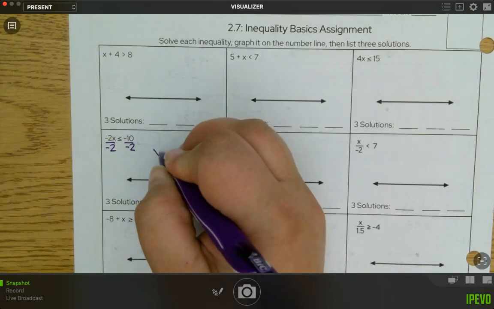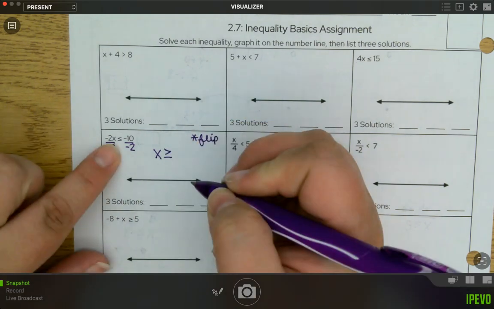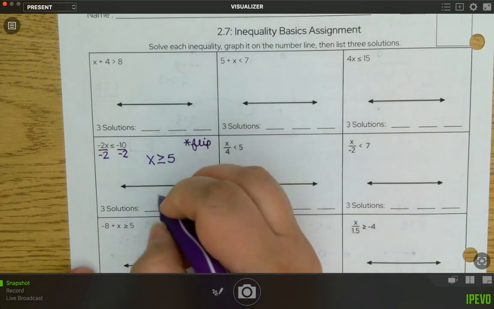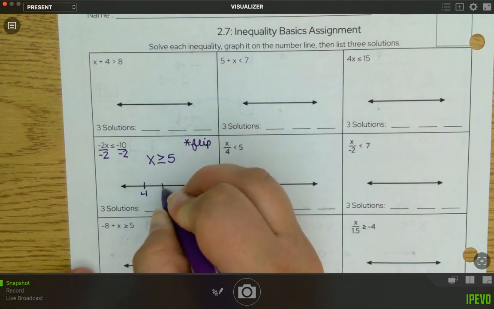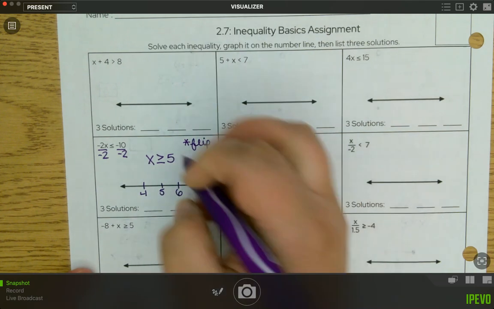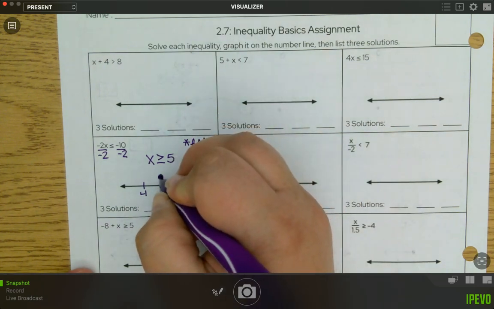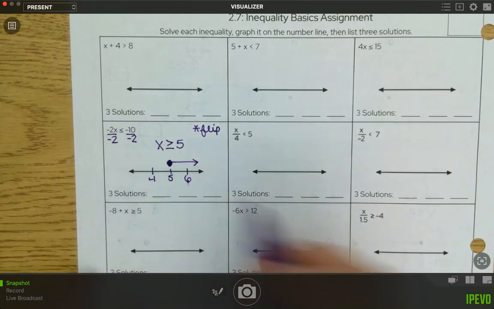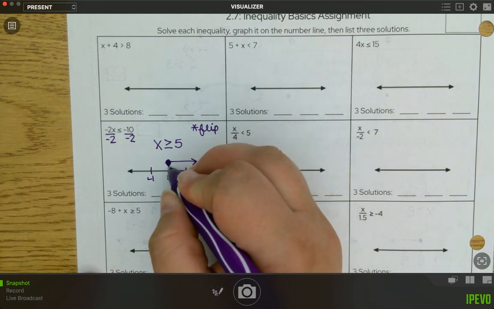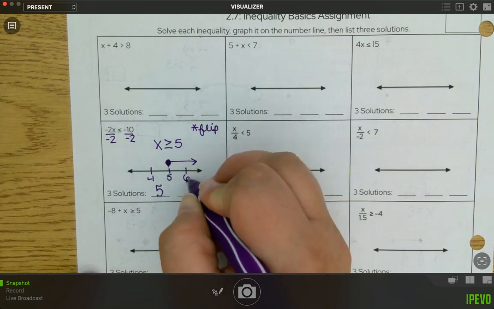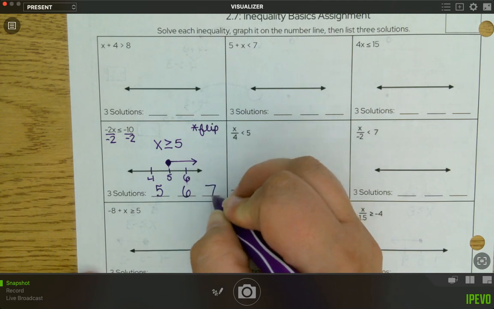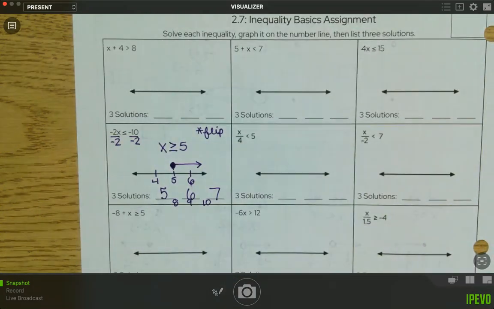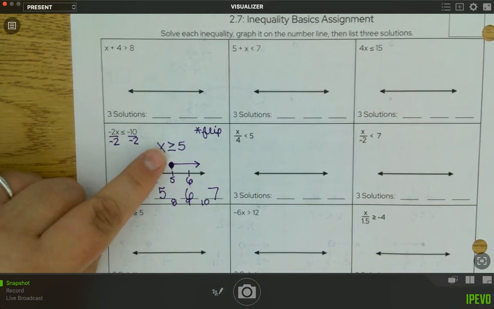Then that leaves you with X, flip the symbol the other way, and -10 divided by -2 is 5. So I'm going to put 4, 5, 6 here in the middle, closed circle to the right, because that's what direction it's pointing me to. So my solutions could be 5, since I have a closed circle, or 6, or if I kept going, 7, or 8, or 9, or 10. You just pick 3 numbers that you know are bigger, greater than, or equal to 5.